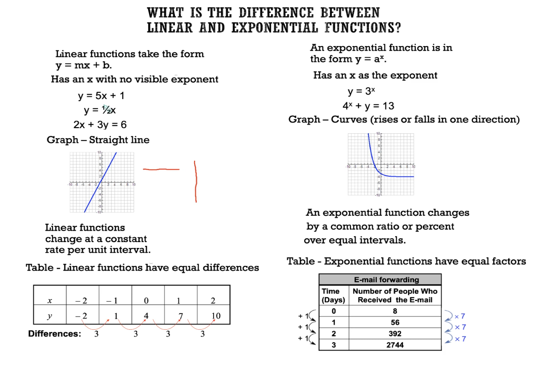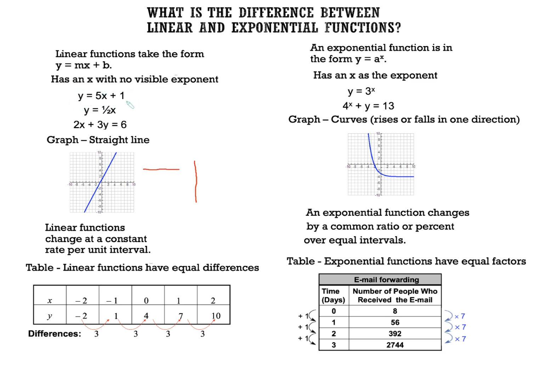Now, on the TASC test, they may give you a group of equations and ask you to identify the linear function. In order to identify whether a function is linear given an equation, you're going to focus on your x variable, and if you do not see a visible exponent, then it is linear. Always remember, it has an x with no visible exponent.